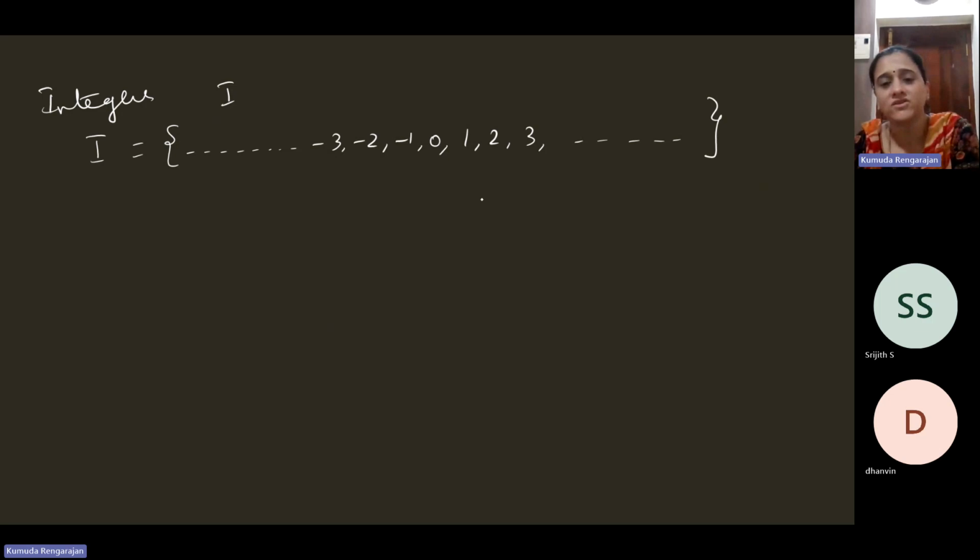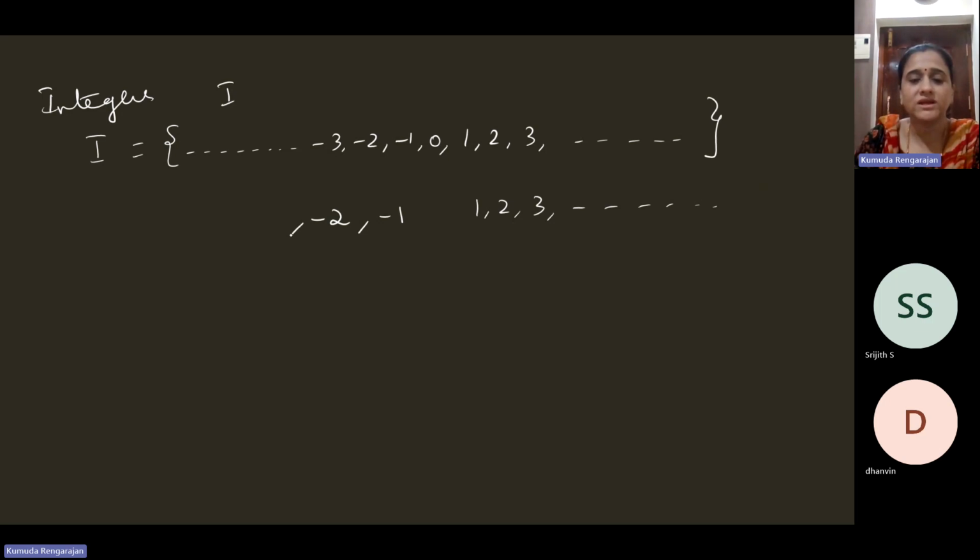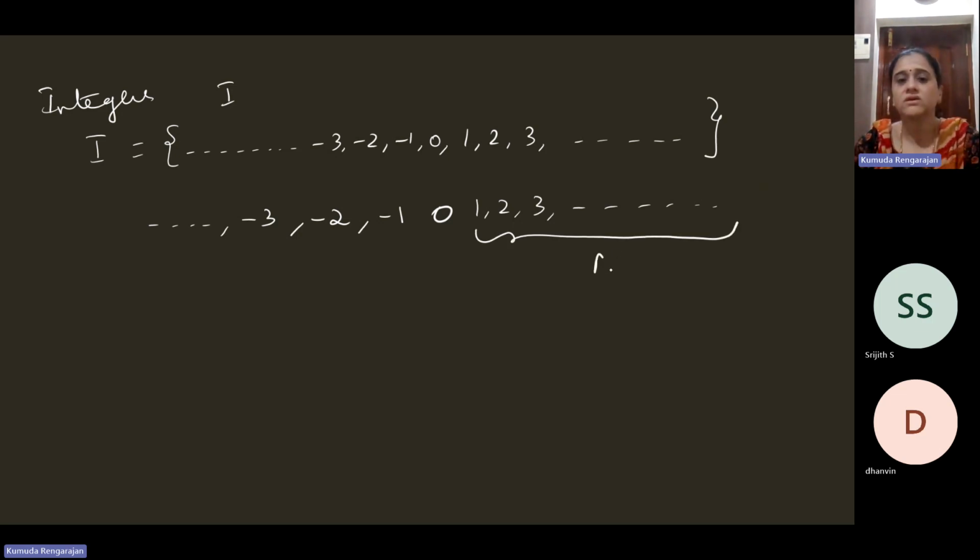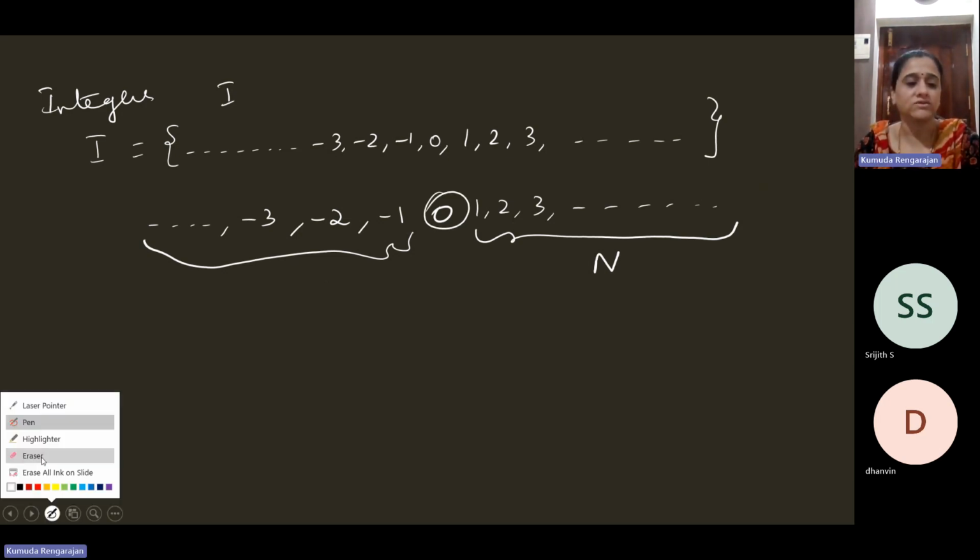The collection of all natural numbers, their negatives. Their negatives meaning the negative of 1 is -1. The negative of 2 is -2. The negative of 3 is -3. Including 0. I repeat, the collection of all natural numbers, the negatives of all natural numbers, including 0, form the collection of integers.